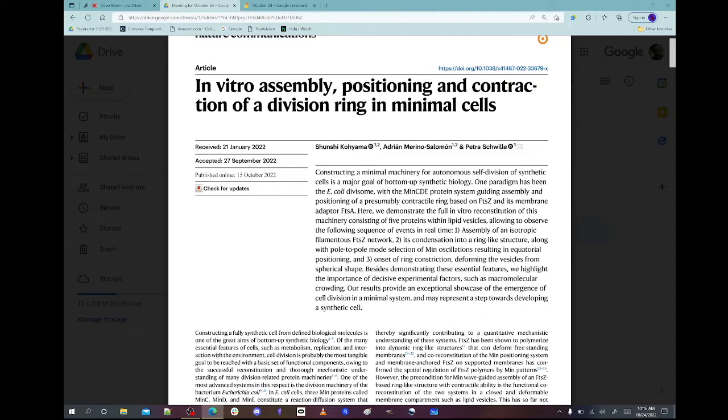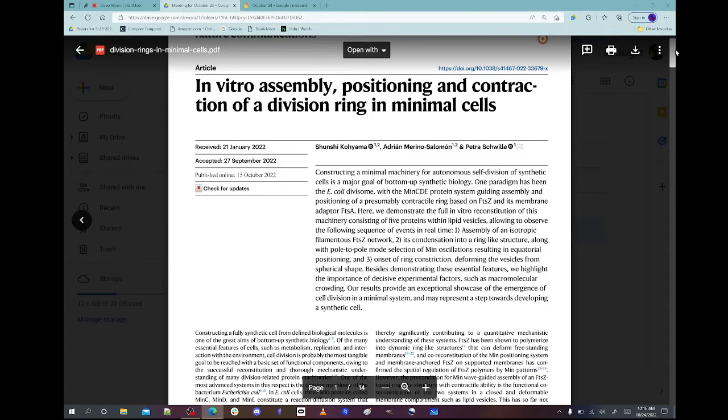Besides demonstrating these essential features, we highlight the importance of decisive experimental factors, such as macromolecular crowding. So these are things that you might encounter in an experiment that influence the results. Our results provide an exceptional showcase of the emergence of cell division in a minimal system and may represent a step towards developing a synthetic cell.